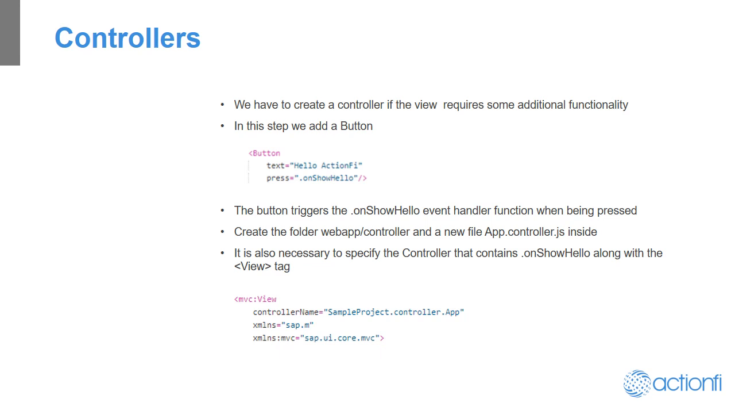Controllers. A controller is created if the view requires some additional functionality. In this step, we add a button, and a Hello Actionify message is shown when the button is pressed. The handling of the button's press event is implemented in the controller of the view. Create the folder controller inside the webapp folder and a new file app.controller.js inside it. It is also necessary to specify the reference to the controller that contains .onShowHello along with the view tag as shown below.